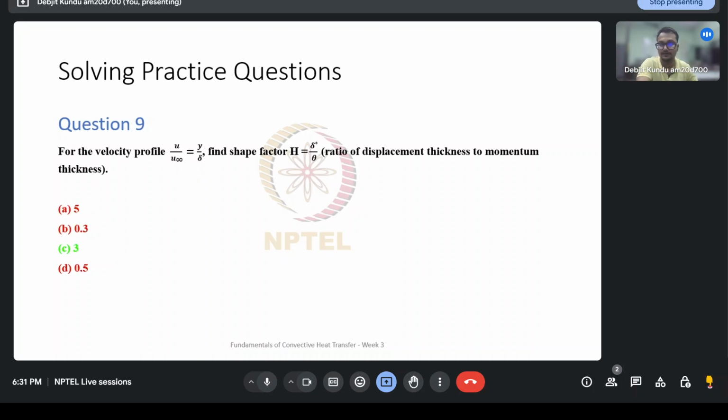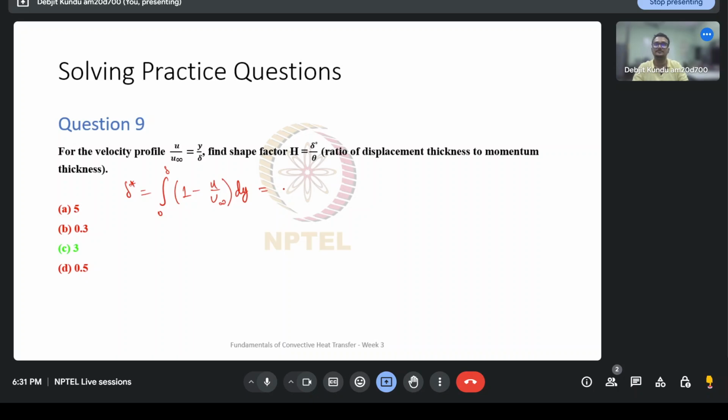Okay, so let's take a look at the solution. It's actually option C 3. So how do we get there? We simply have to find these two thicknesses, expression for the delta star and theta, and then we have to take the ratio. So starting with delta star, the displacement thickness, we saw how to compute it. So it's basically 1 minus u over u infinity integrated over y, going from 0 to delta.